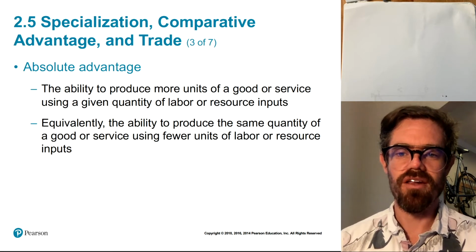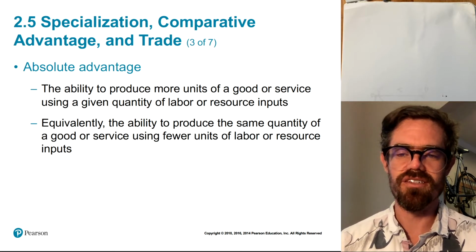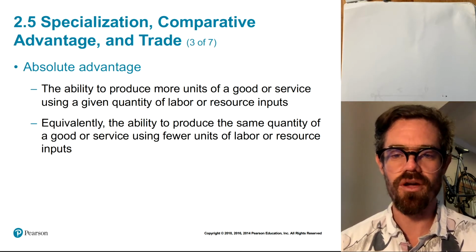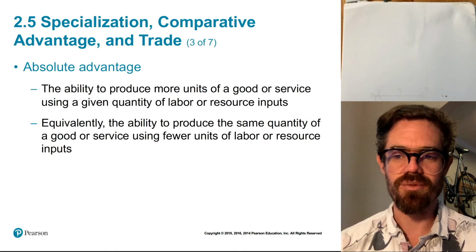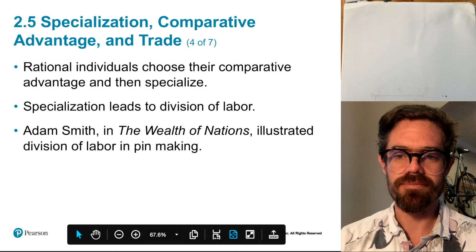An equivalent way to think about absolute advantage is the ability to produce the same quantity of a good or service using fewer resources. So again, this is another one of those two sides of the same coin, dual problems like we talked about with efficiency. But they're basically the same thing.